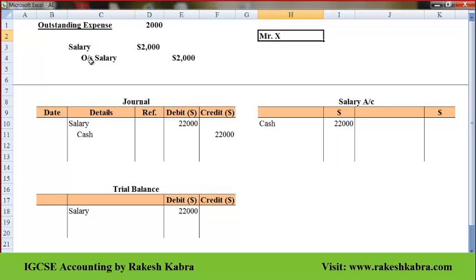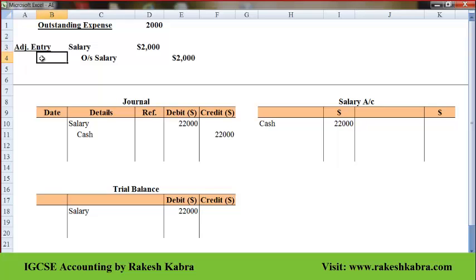So I can't write Mr. X. I have to take a representative account. And what is the name of that representative account? Outstanding salary. This is Mr. X personal account actually, and this is liability on the business. So salary is debited because it is expense, and as this salary is not paid, I need to create the liability. And for that, what I will do? I will credit this account, outstanding salary. This is the liability. So this is the adjustment entry. Adjustment entry for outstanding expenses.